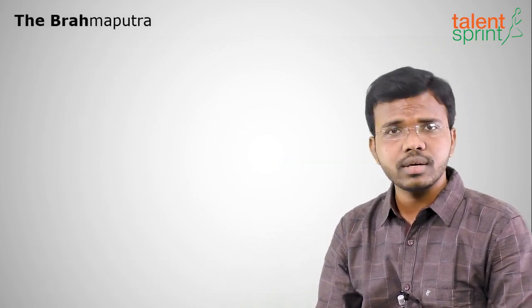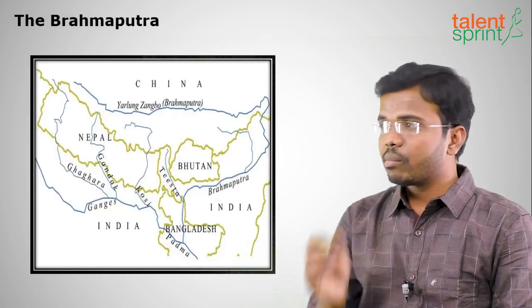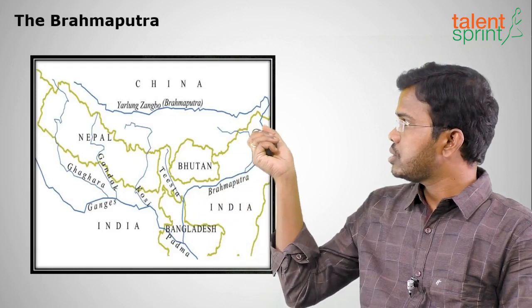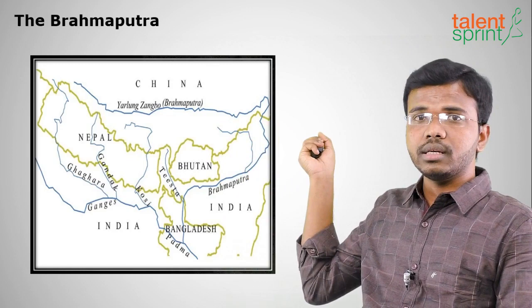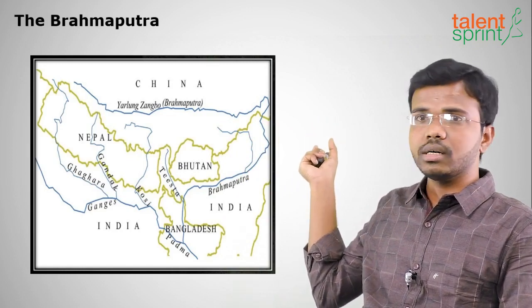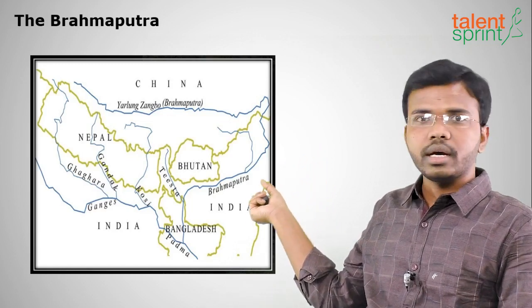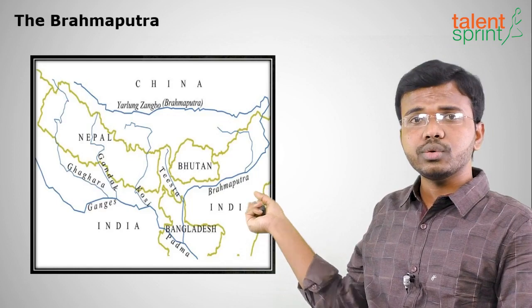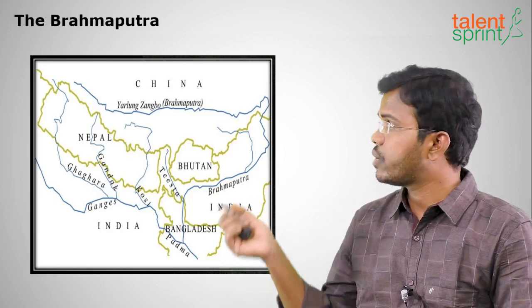Moving on to the next river, that is Brahmaputra. Okay, so this Brahmaputra, you can see the course. It is originating near Tibet and moving from west to east, and then in Arunachal Pradesh at the Dihang Gorge, where the Himalayan mountains take a turn, it moves towards Arunachal Pradesh, then Assam, then again it is entering into Bangladesh.